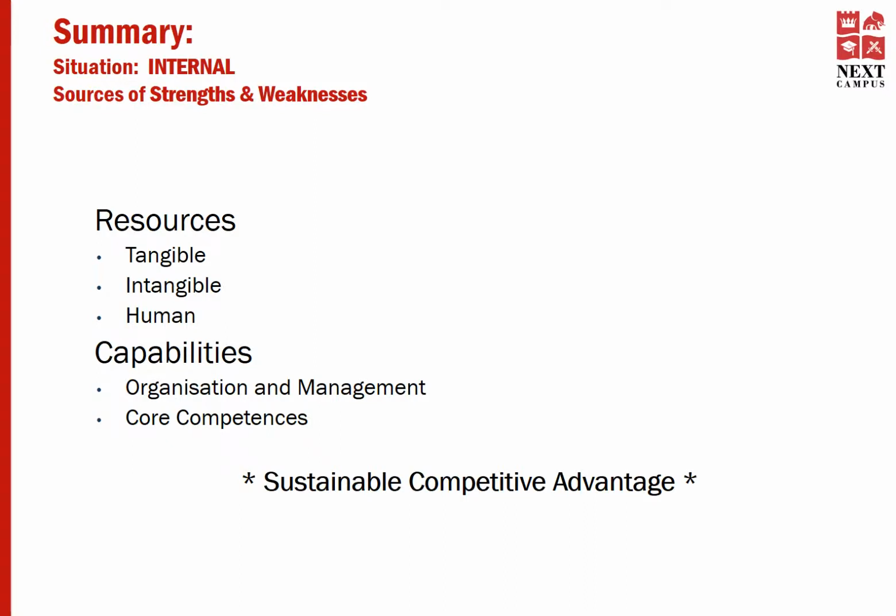What we learned today was that when an organization is looking into its internal aspects, there will be two main areas to focus on. First, resources, and under resources there are three categories, namely tangible, intangible, and human. The other main category is capabilities, and under capabilities there are organization and management and core competencies. All these areas will, at the end of the day, create a sustainable competitive advantage for the organization. And what do we mean by sustainable competitive advantage? A long-lasting edge for the organization to stay ahead of their competition.